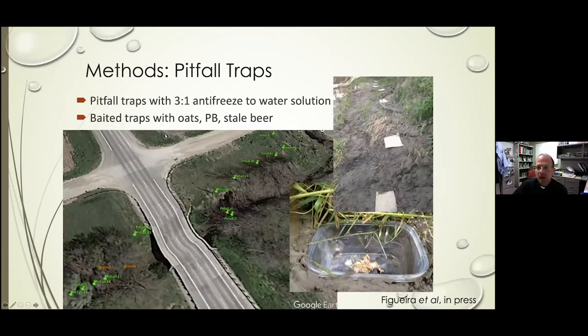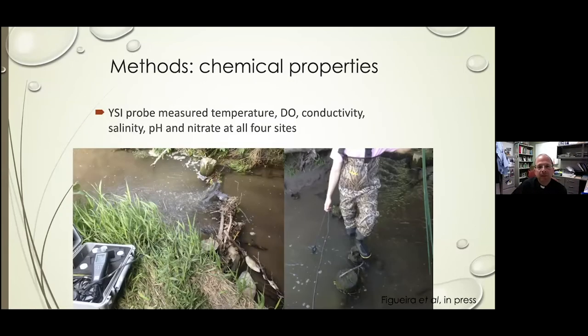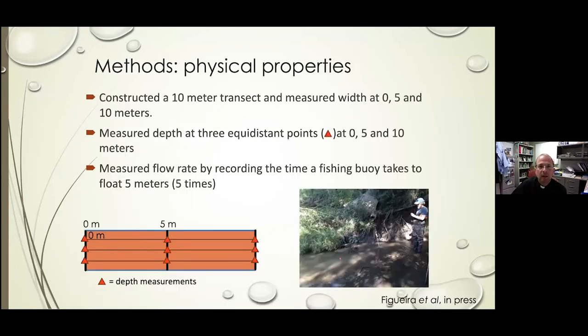Here's an example of some of the pitfall traps, and all along the creek we would install these pitfall traps. Some were baited traps; with the pitfall traps, the insect just fell into it, while the baited traps attracted insects with a bait that consisted of oats, peanut butter, and stale beer. Here we are measuring the various chemical properties of the creeks. Here is how we measured the physical properties.